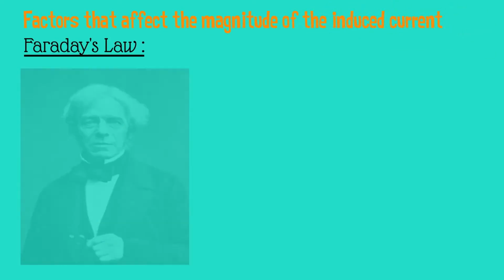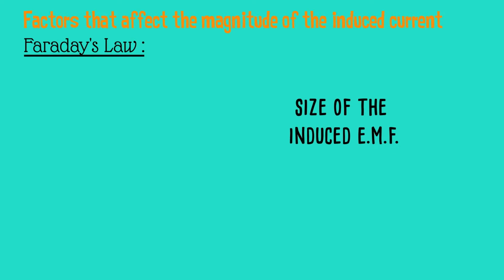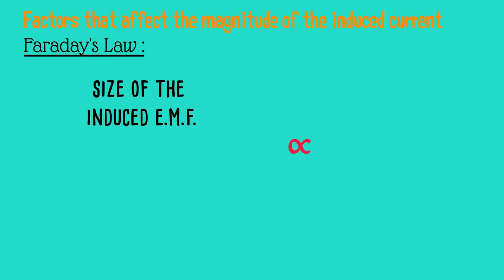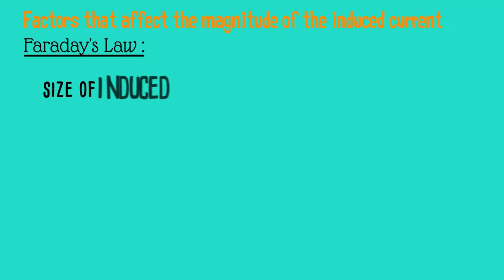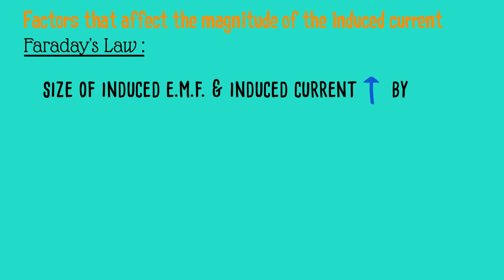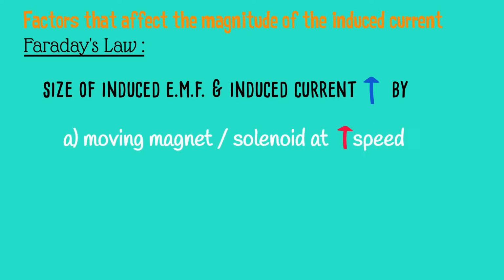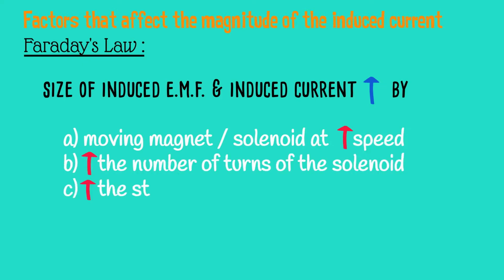To investigate the factors affecting the magnitude of induced current, Faraday's law is considered. It states that the size of the induced EMF is directly proportional to the rate at which the conductor cuts through the magnetic field lines. Therefore, the size of the induced EMF and the induced current can be increased by moving the magnet or the solenoid at a higher speed, increasing the number of turns on the solenoid, or increasing the strength of the magnetic field with a stronger magnet.